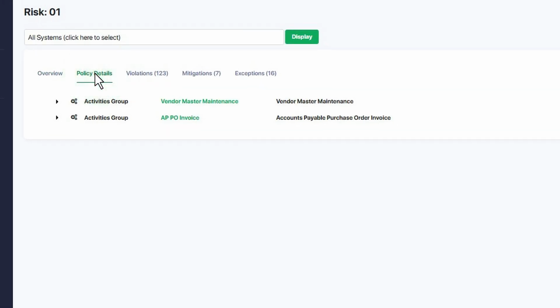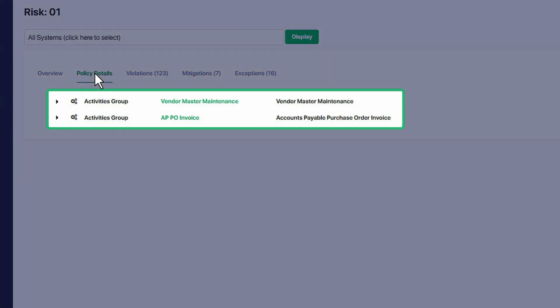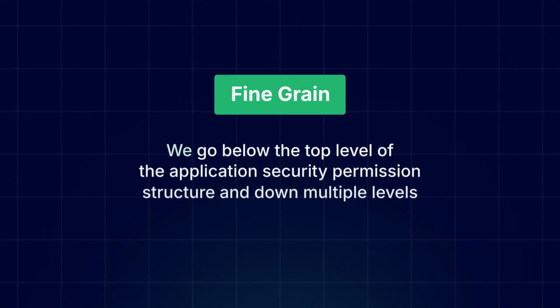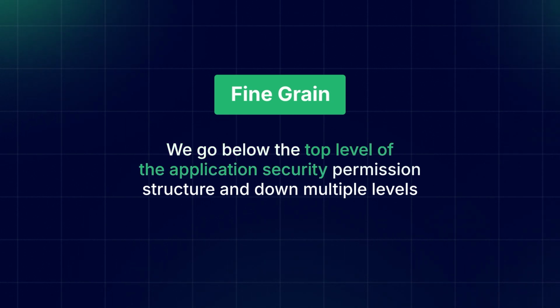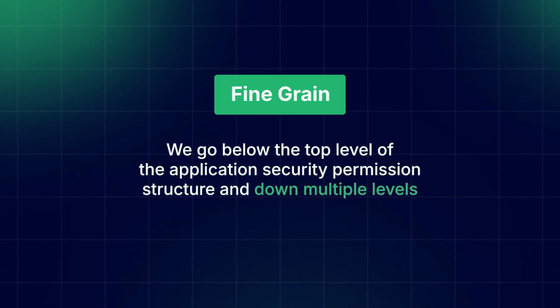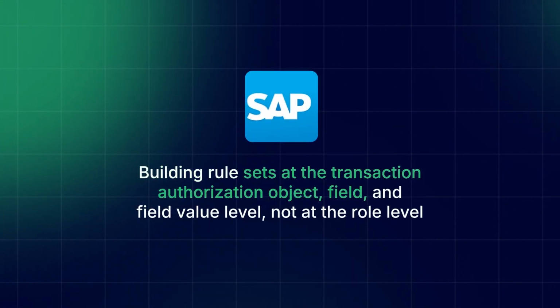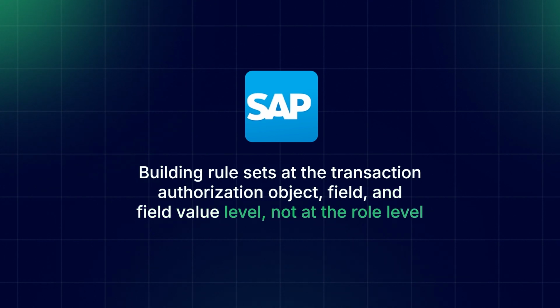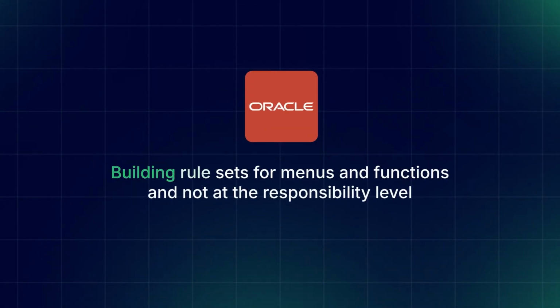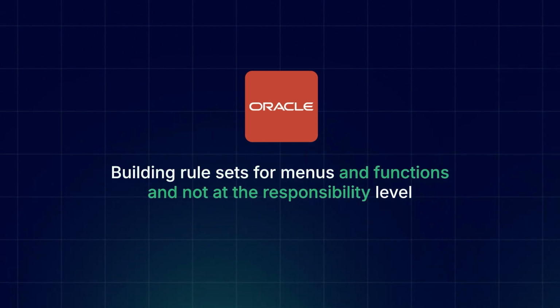Policy details allow us to see the fine-grained rule set values that are being tracked within the risk. Rule set depth is key to avoiding false positives in risk reports. Fine grain means that we go below the top level of the application's security permission structure and down multiple levels. For example, in SAP, this means building rule sets at the transaction authorization object, field, and field value level, not at the role level. For Oracle, this is building rule sets for menus and functions, and not at the responsibility level.